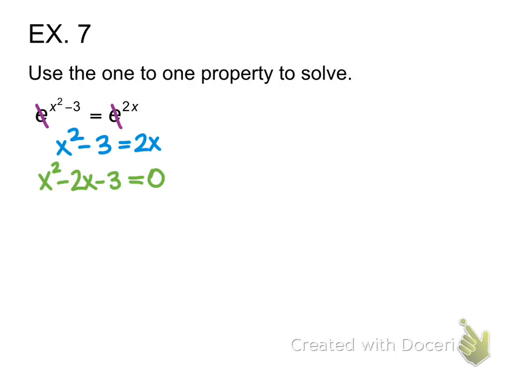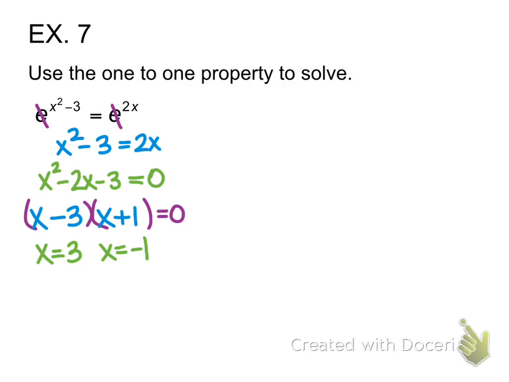To solve a trinomial, you have to factor. So I need to know two things that multiply to get x squared. So that's x and x. And then I need two numbers that multiply to get 3, but add or subtract to get negative 2. Well, the only thing that multiplies to get 3 is 3 and 1. And to get the negative 2, it would have to be a negative 3 and a positive 1. So then I set those factors equal to 0 and solve. And it turns out that x equals 3 and x equals negative 1.